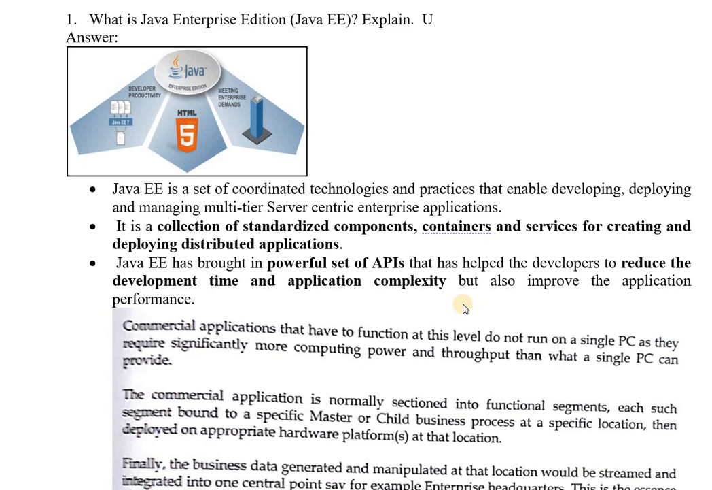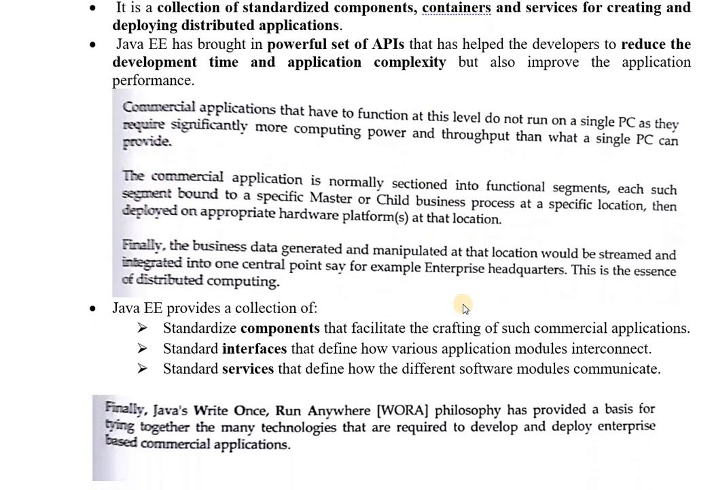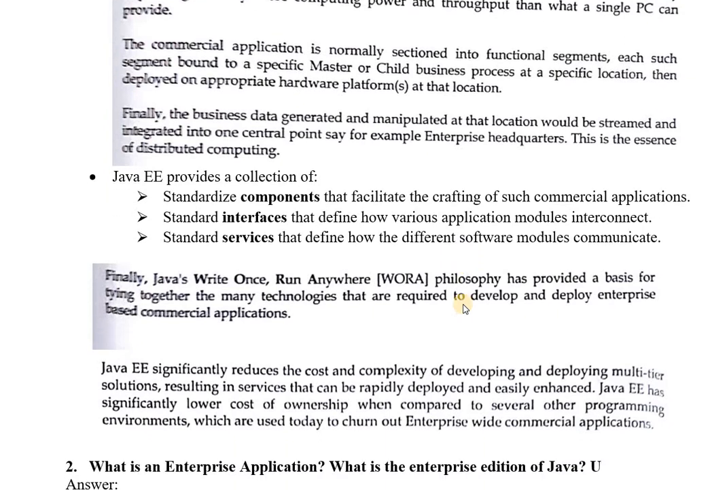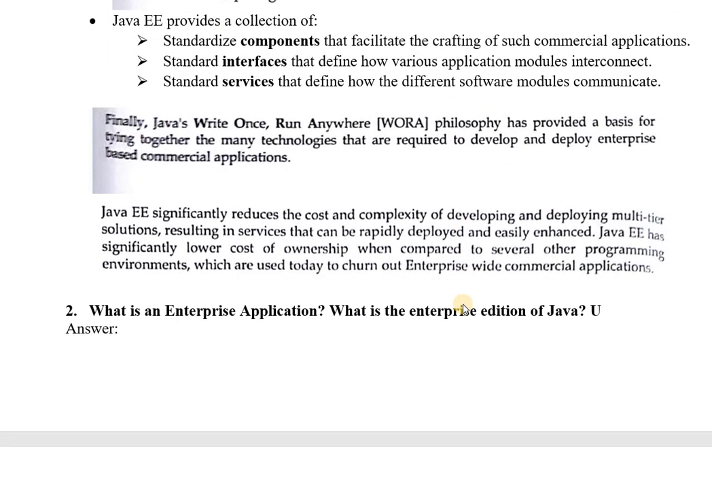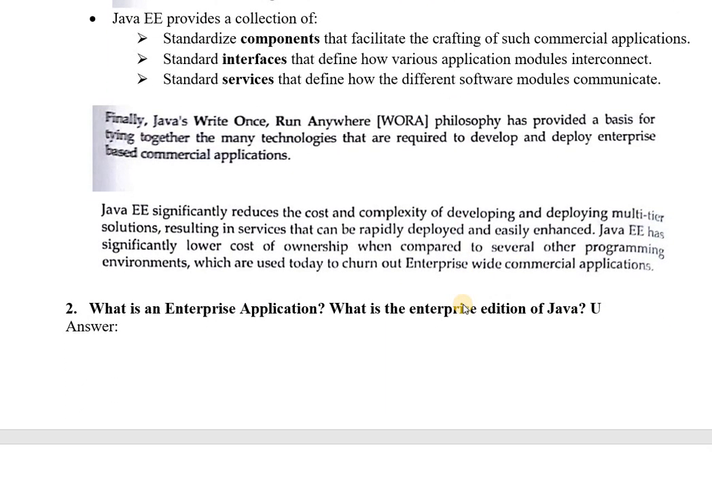Now, the commercial applications that we talk of can never be developed on one single machine. There is always a parent-child relationship in everything, because there's a server and there's a client which is accessing the server, and all your components are on a single server. Can they fit into a single server every time? No, and that's the reason we need the concept of distributed. You have to remember that JavaEE provides a collection of standardized components that will help you in crafting such commercial applications.